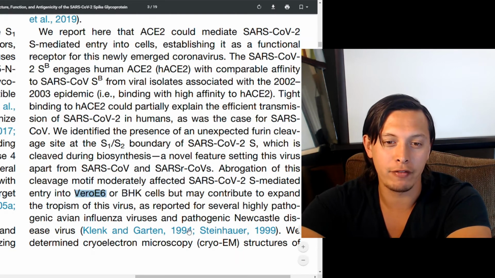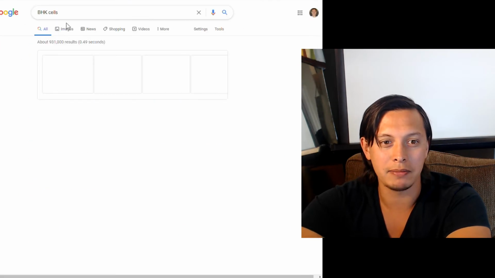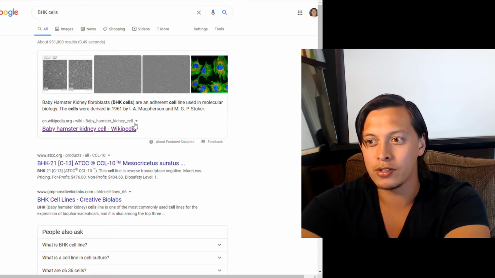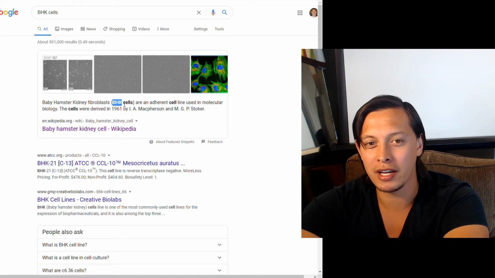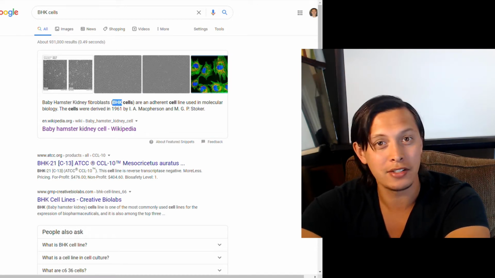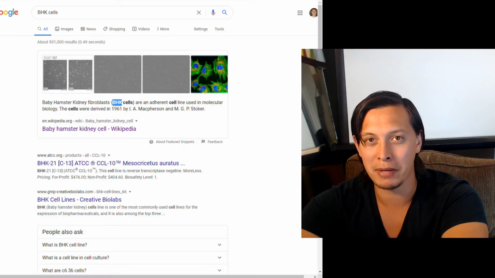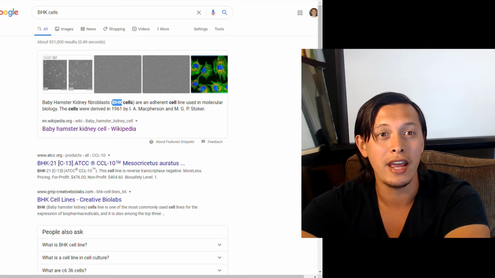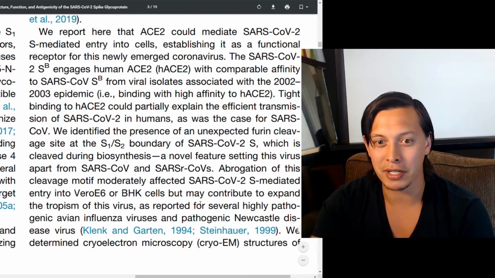And for the BHK cells, this is going to be a little bit sad, but these are baby hamster kidney cells. So yeah, just keep that in mind. BHK is baby hamster kidney cells, and so we probably killed a baby hamster and cultured the cells from their kidneys, and those cells are still used today for experiments.